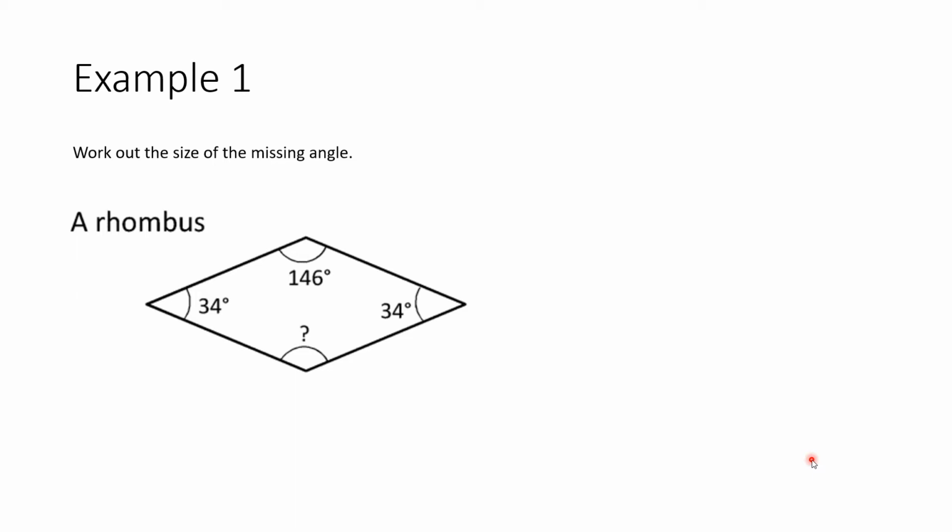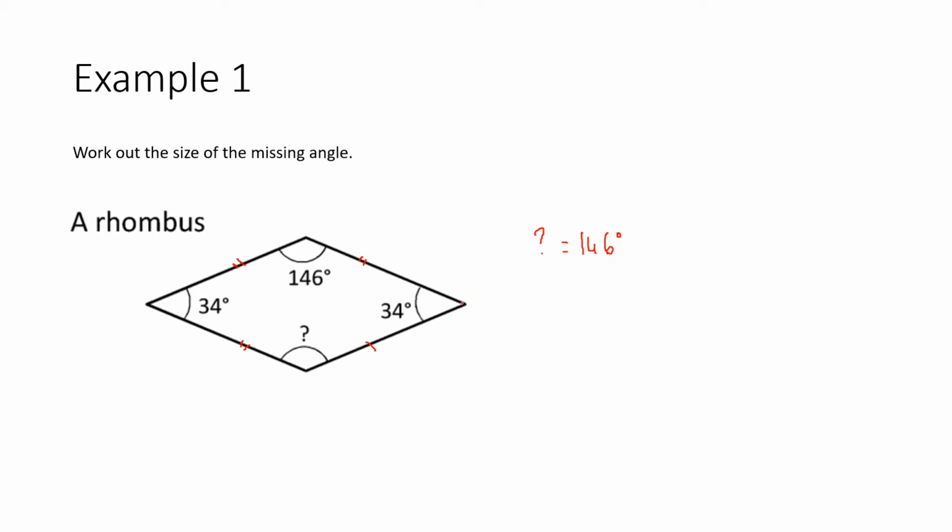Here we have a rhombus, and it's asking us to work out the missing angle. Remember with a rhombus, all of our side lengths are equal to each other, and our opposite angles are also equal. If you have a look here, we have 34, and the opposite one is also 34. Therefore, our missing angle, our question mark angle, is also 146 degrees, which is opposite the other 146 degrees.